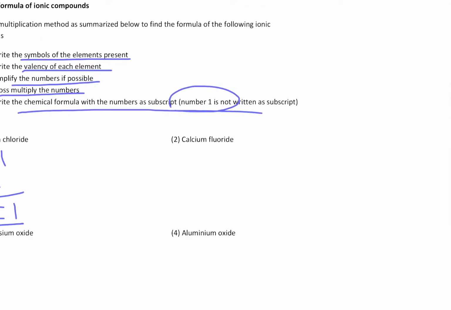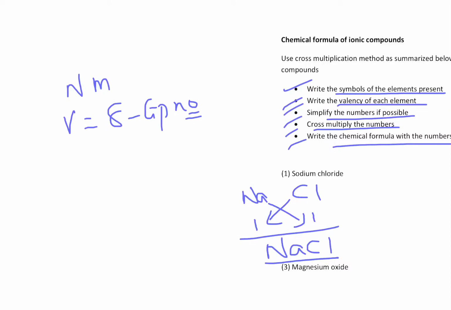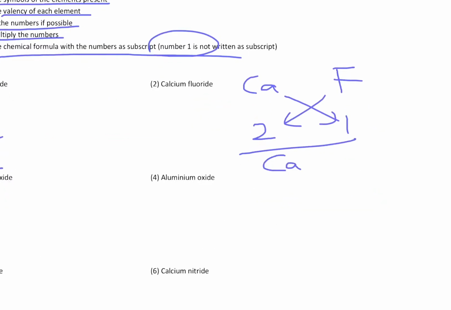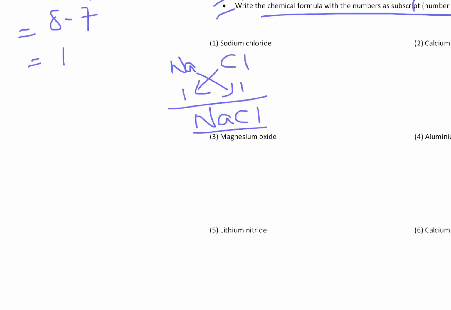Calcium fluoride contains calcium and fluorine. Calcium has valency 2 because it's in group 2, and fluorine has valency 1 because it is in group 7. It's a non-metal, so the valency is 8 minus 7. You can't simplify, so I will cross multiply, so CaF2. That's the formula of calcium fluoride.